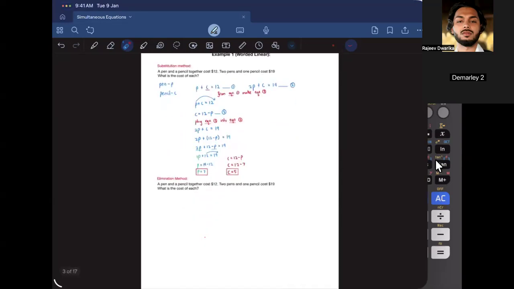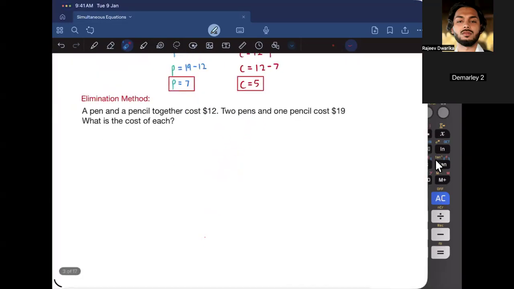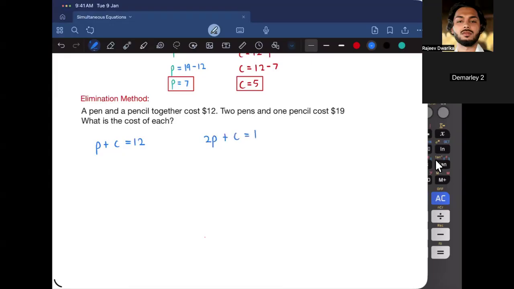Let me show you the elimination method. You're going to be mind blown here. Your brain is going to implode. You're going to be, wow. So just remember, what are the equations? P plus C equals 12. And the other equation: 2P plus C equals 19.